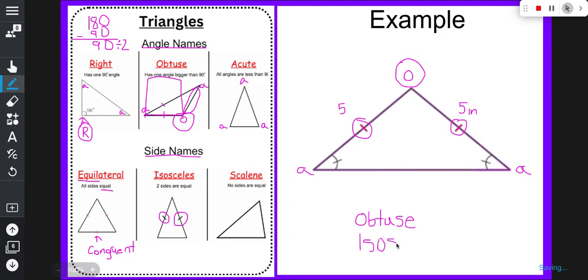Now, isosceles is one of those weird words that it doesn't quite spell out the way that it sounds. So this is a good one to write out and practice how to spell it so that you can get it right. So this example of a triangle is called an obtuse isosceles.